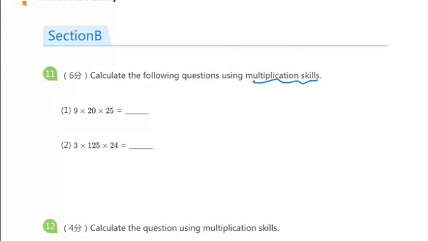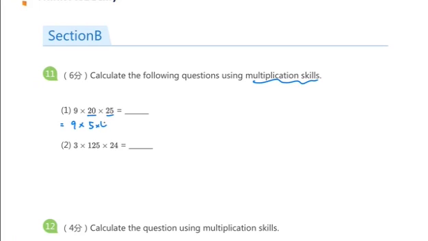So let's see which one is the special number. We know 25 is the special number and we want to find its partner. So the partner should be 4. And where can we get the 4? We can only get the 4 from 20. So we can change it into 9 times 5 times 4 times 25.